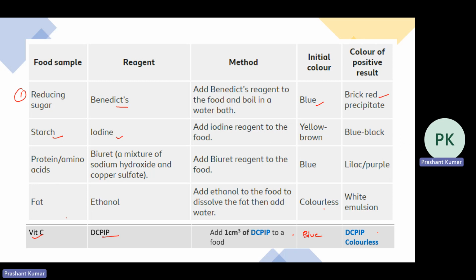Now we'll go to the extended part. Those students who have opted for core biology, they can do this much. Now for the extended, there are some extra portions of the syllabus.